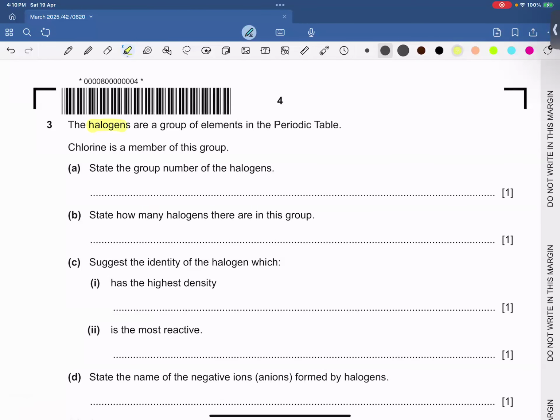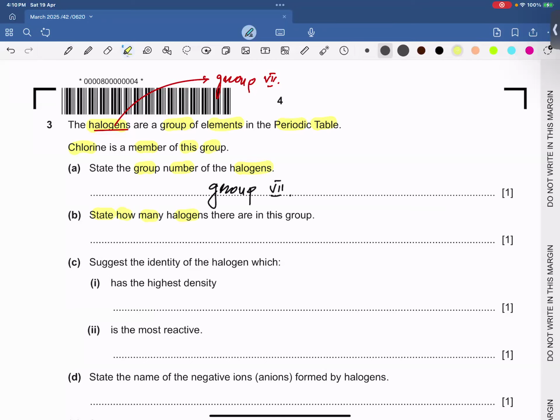The halogens are a group of elements in the periodic table. Halogens belong to group 17 of the periodic table. I mean to say group 7. Chlorine is a member of this group. State the group number of the halogen: group 7. And always remember, group is always represented by Roman numerals, while period number is always represented by English numerals, right?